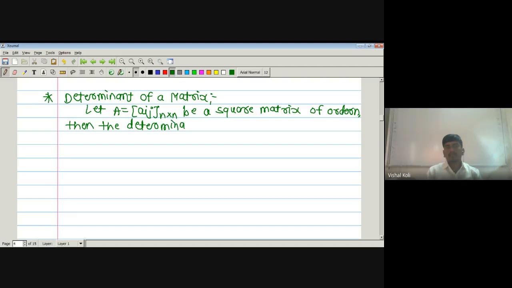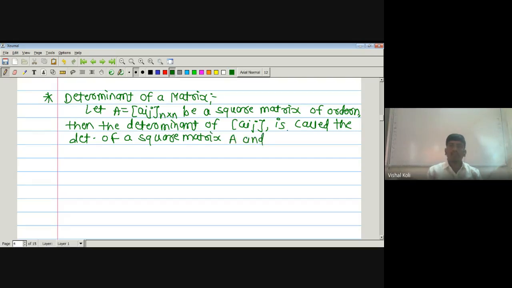Then the determinant of matrix Aij is called the determinant of a square matrix A, and it is denoted by determinant of A. So if we have any matrix A of order n cross n, that is a square matrix, then the determinant of this matrix Aij, that is of each entry of the given matrix, is called the determinant of a square matrix A, and it is denoted by this symbol.